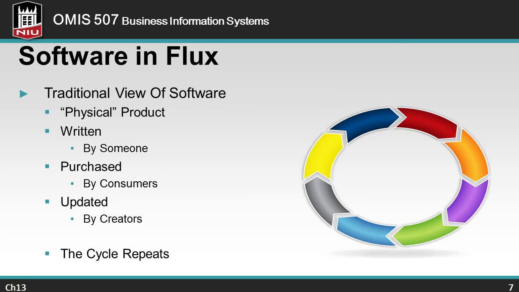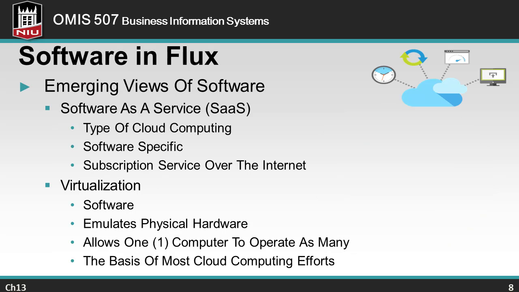Traditional software was considered to be part of a hardware product. It was created and distributed with the hardware when sold to consumers. Updates and upgrades were available through digital media and downloads. When you purchased your next computer, it arrived with a new set of operating and application software, and the cycle continued. The new view of software includes software as a service and virtualization.